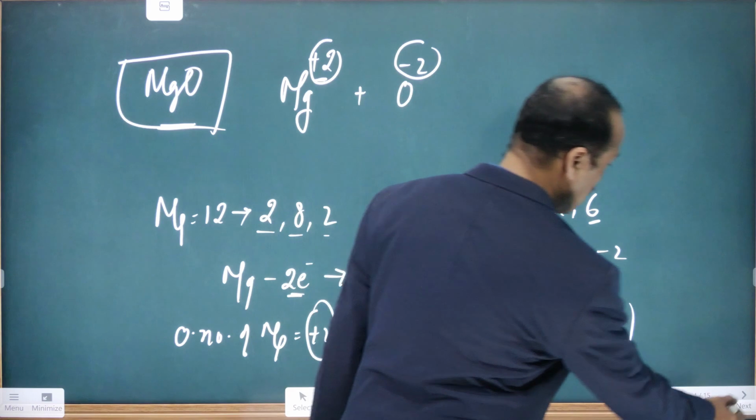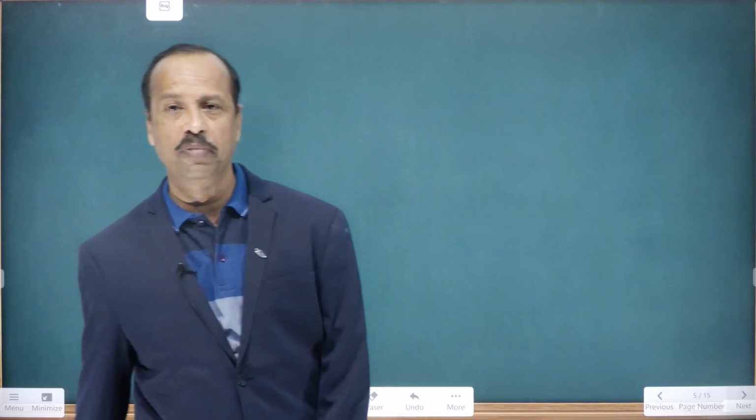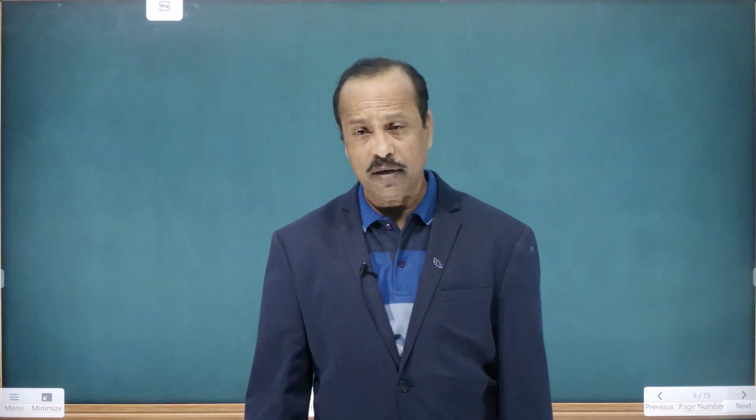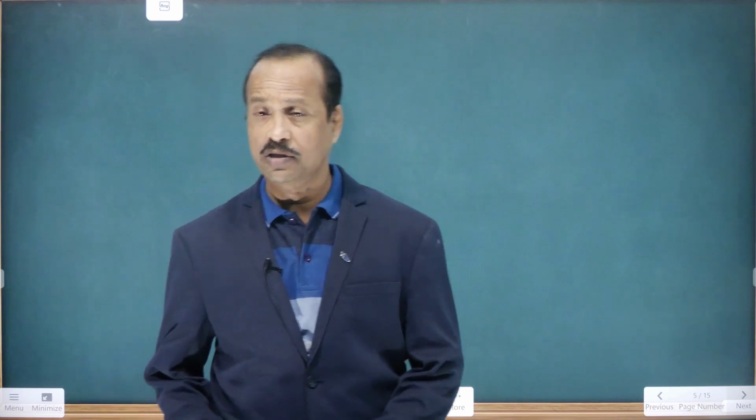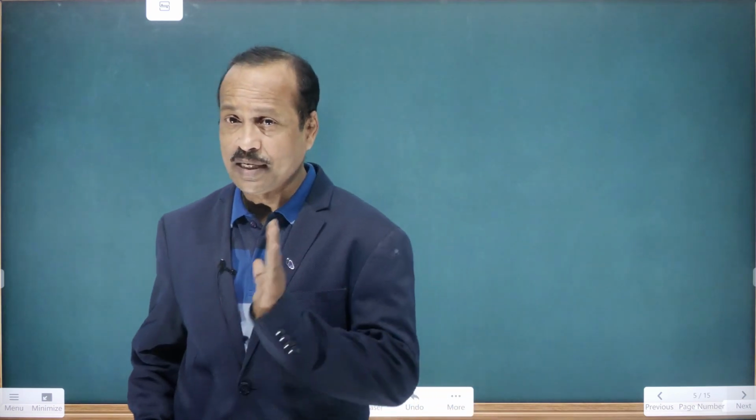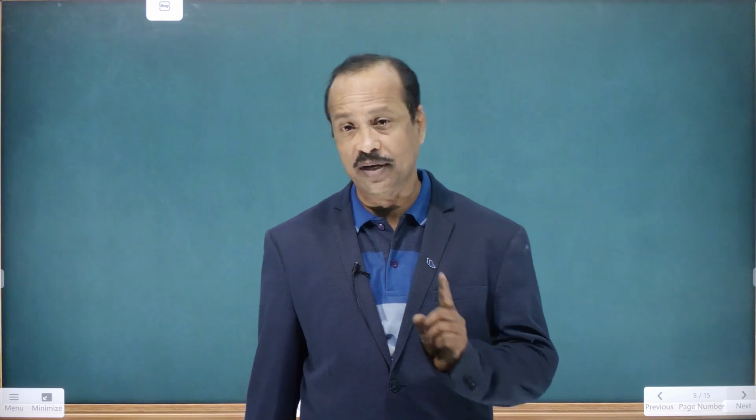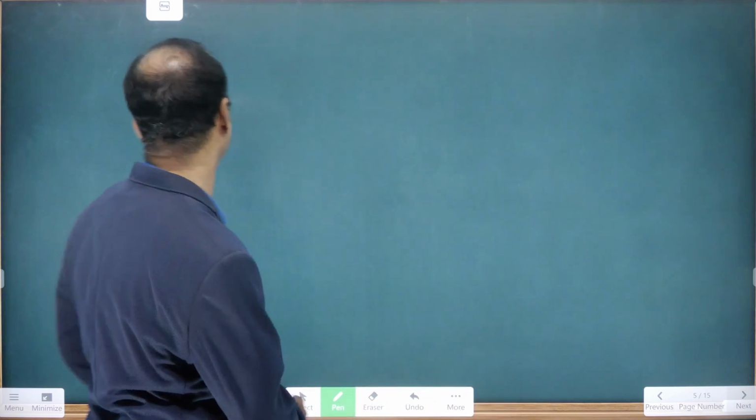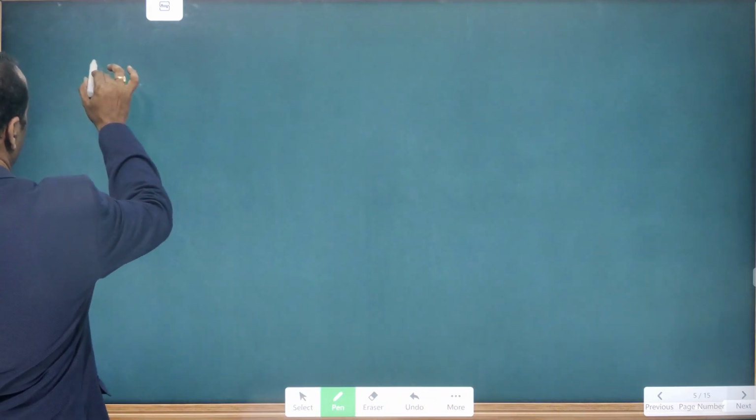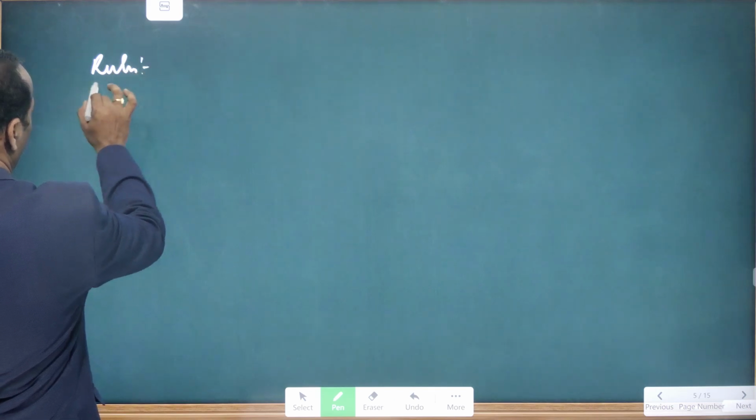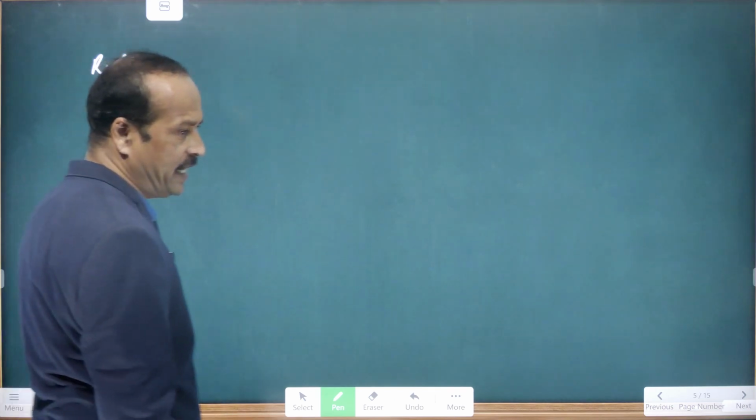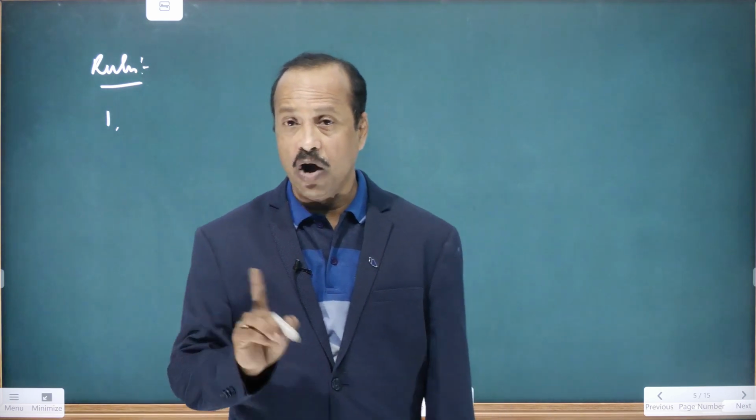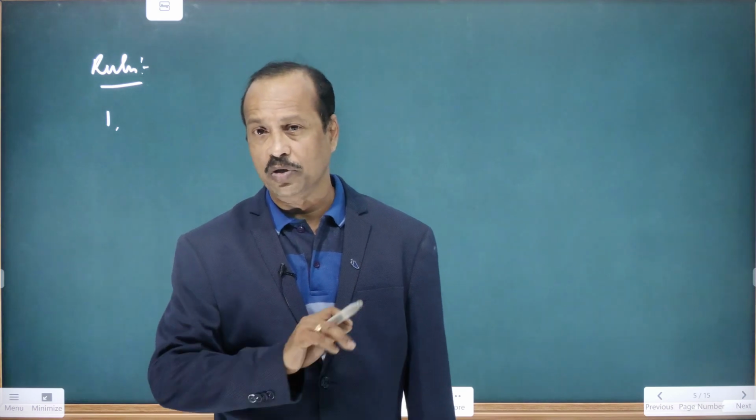Right. So like this we can check the oxidation number of any atom in a compound. But to calculate the oxidation number, we need to remember some rules. There are some rules to find the oxidation number of any element. So now let us see those rules. Rule number 1: for any individual atom or individual molecule, the oxidation number of that atom or molecule is 0.